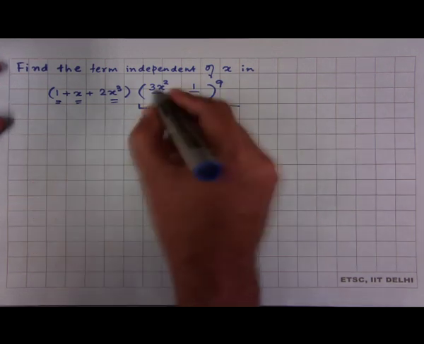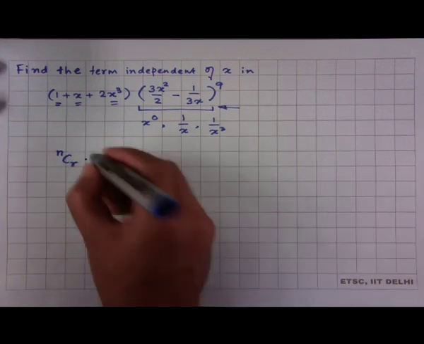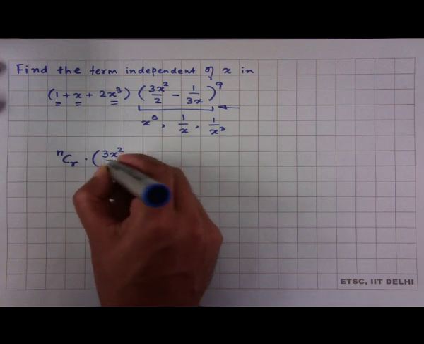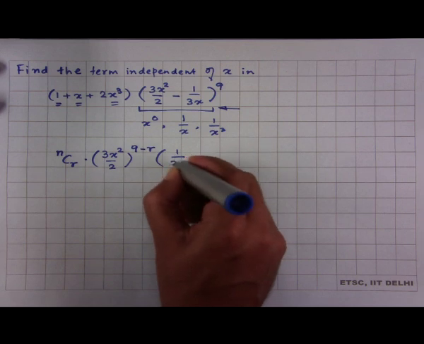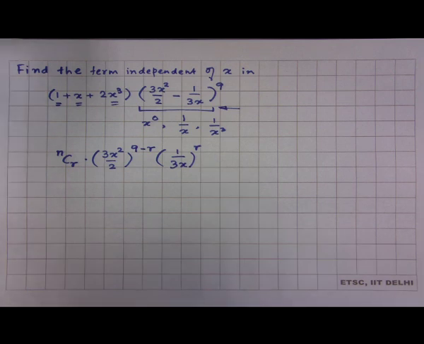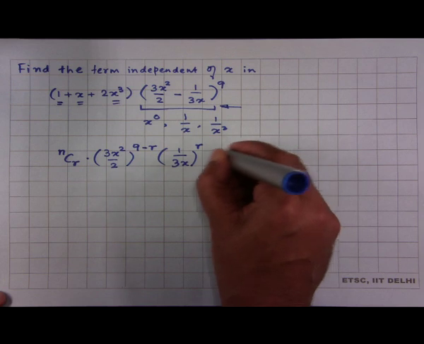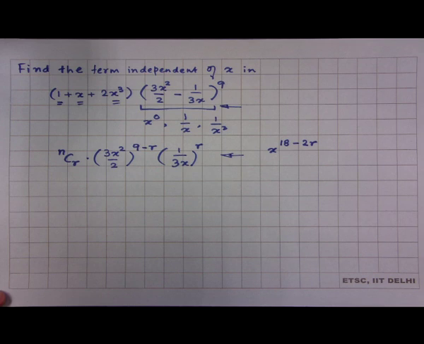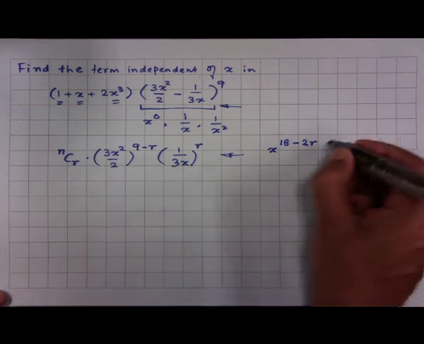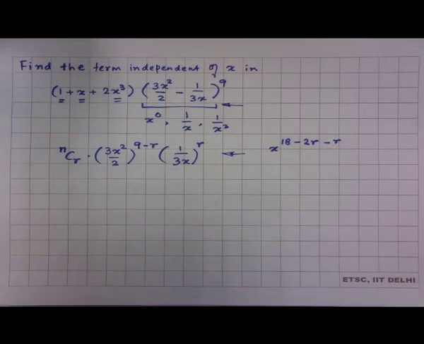Okay. Now, look at how the terms expand. So, you know that you have got a general term is nCr, in our case it is 9Cr times (3x squared by 2) whole power 9 minus r times (1 by 3x) whole power r. Okay, this is the rth term. Okay. So, if you look at x in this, I have got x to the power 18 minus 2r over here, and from here I have got x to the power r.